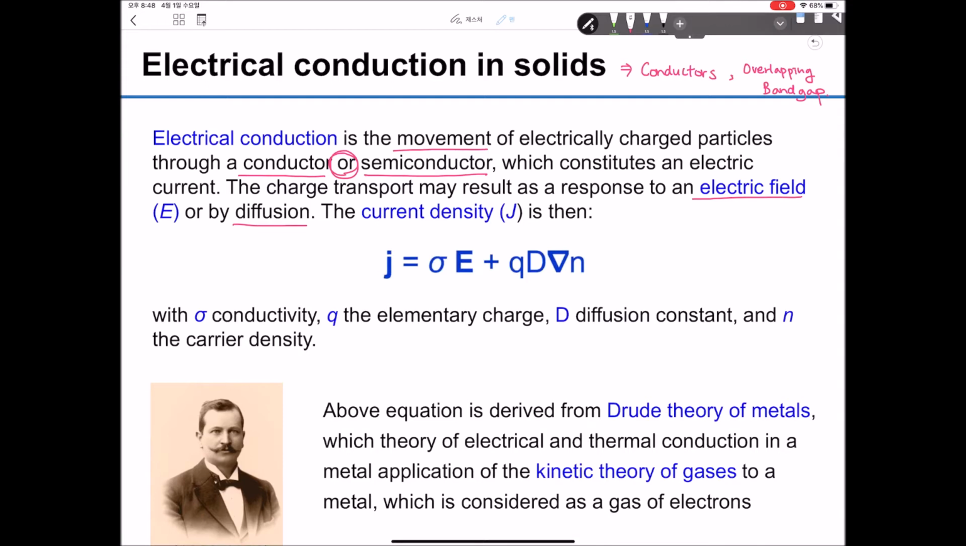Okay? So there's this electric field, and in this case, electrons interact with this electric field. This is the charge transport, or the current generation due to the electric field, or just by diffusion, right? So if you think about electrons as a particle, right?